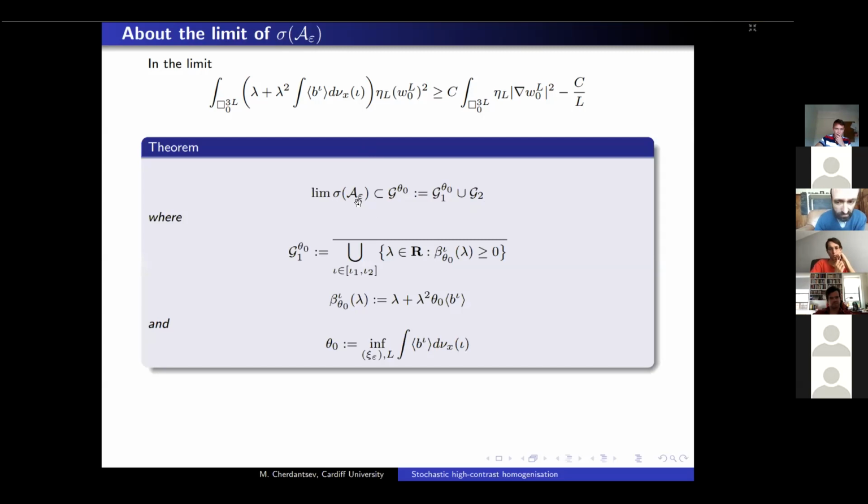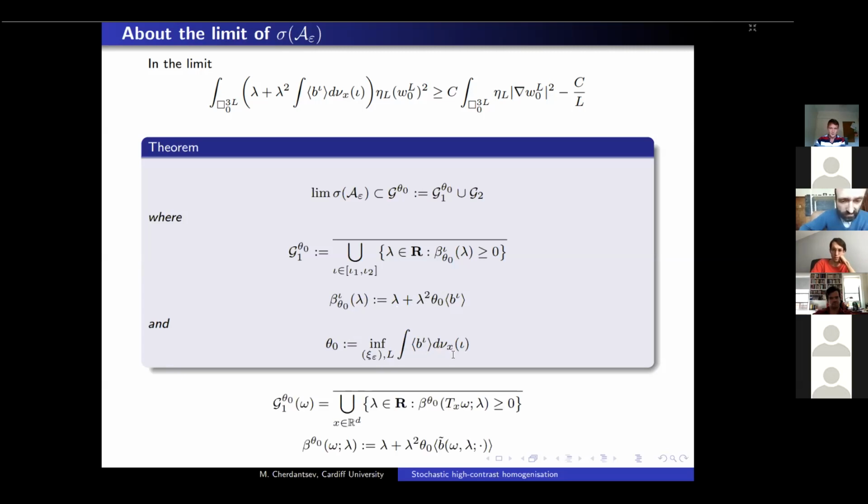Basically, the limit of the spectra is contained in the set G theta naught, which is the union of G1 theta naught and G2. G2 is the notation for the spectrum of the probabilistic Laplacian, and G1 theta naught is defined like this. Again, you see here some sort of beta function corresponding to an inclusion of the shape parameterized by iota, and theta naught here is some minimal density, in a sense, of the inclusions around the point x. You can alternatively write this set like that, but I don't have time now.